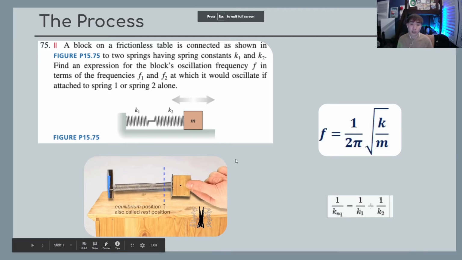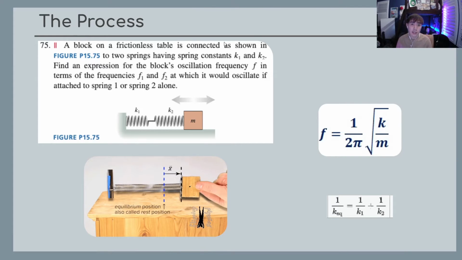Alright, so here's our question. Our question states that we have a block on a frictionless table that is connected as shown in this figure right here to two springs having spring constants K1 and K2, and wants us to find the expression for the block's oscillation frequency F in terms of frequencies F1 and F2 at which it would oscillate if attached to spring 1 or spring 2 alone.